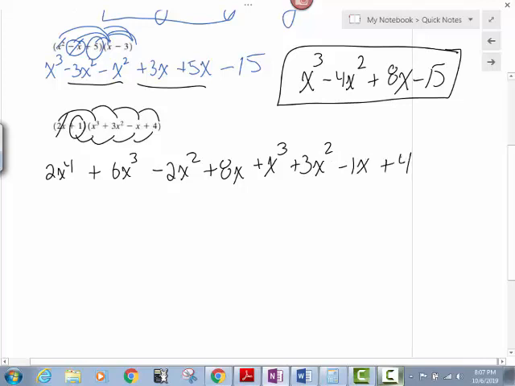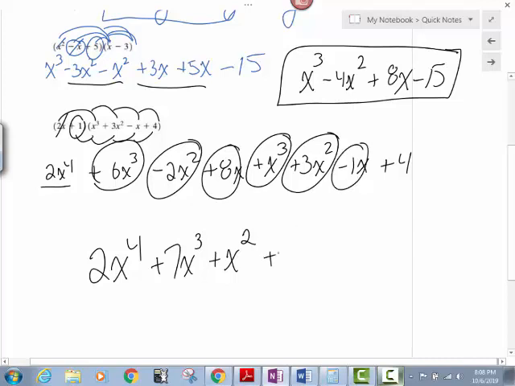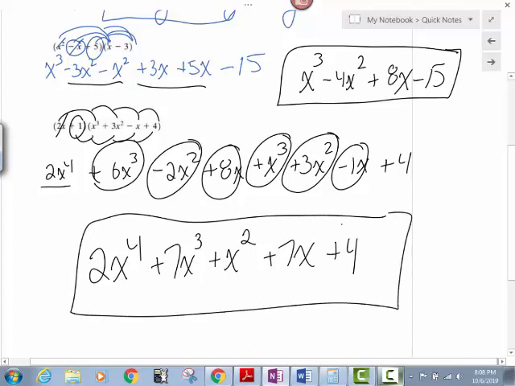Okay. Let's go ahead and combine our like terms. So this is the 2x to the fourth. Let's write that one down. Here's a 6x to the third, and another x to the third would be a 7x to the third. A minus 2x squared and a plus 3x squared would be a plus 1x squared, or just x squared. Okay. A plus 8x and a minus 1x would be a plus 7x. And finally, we have the plus 4.